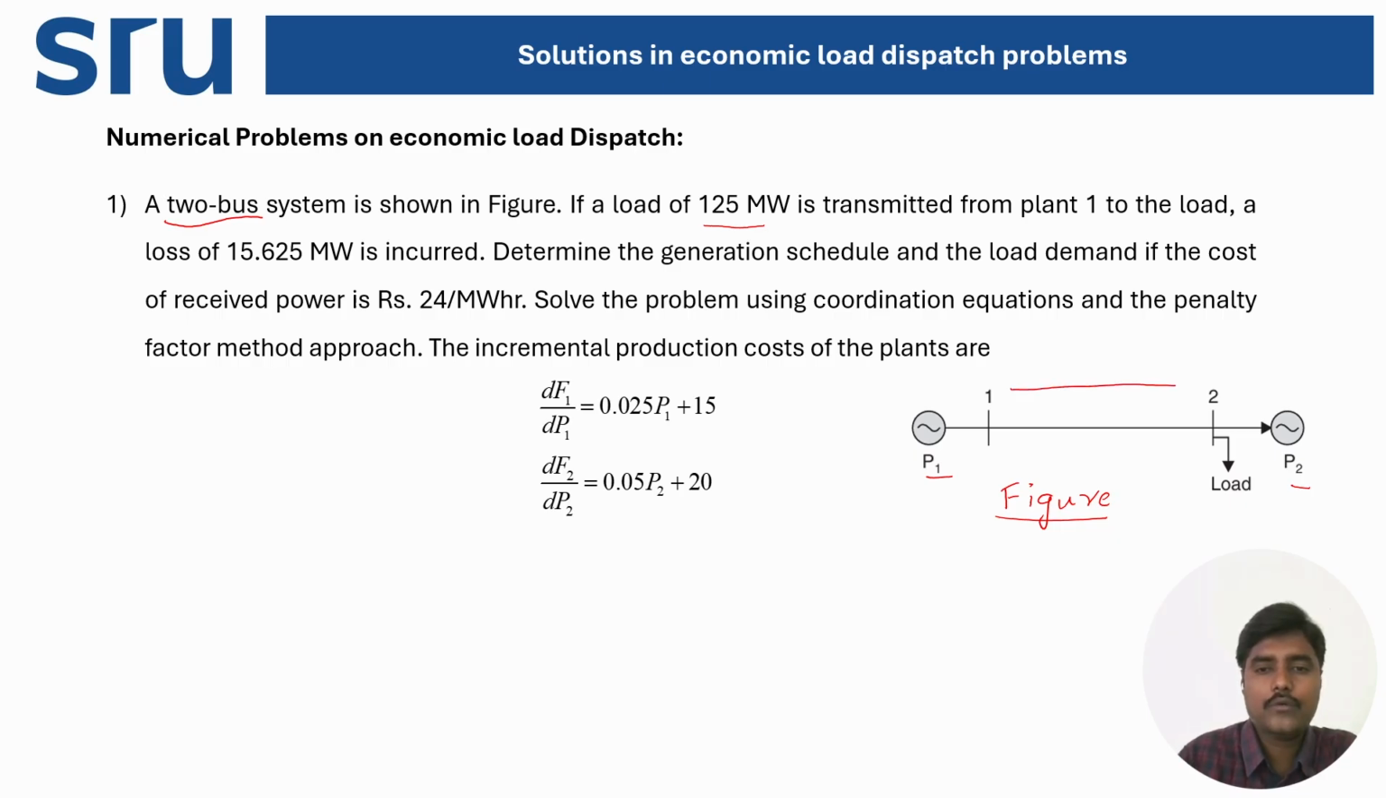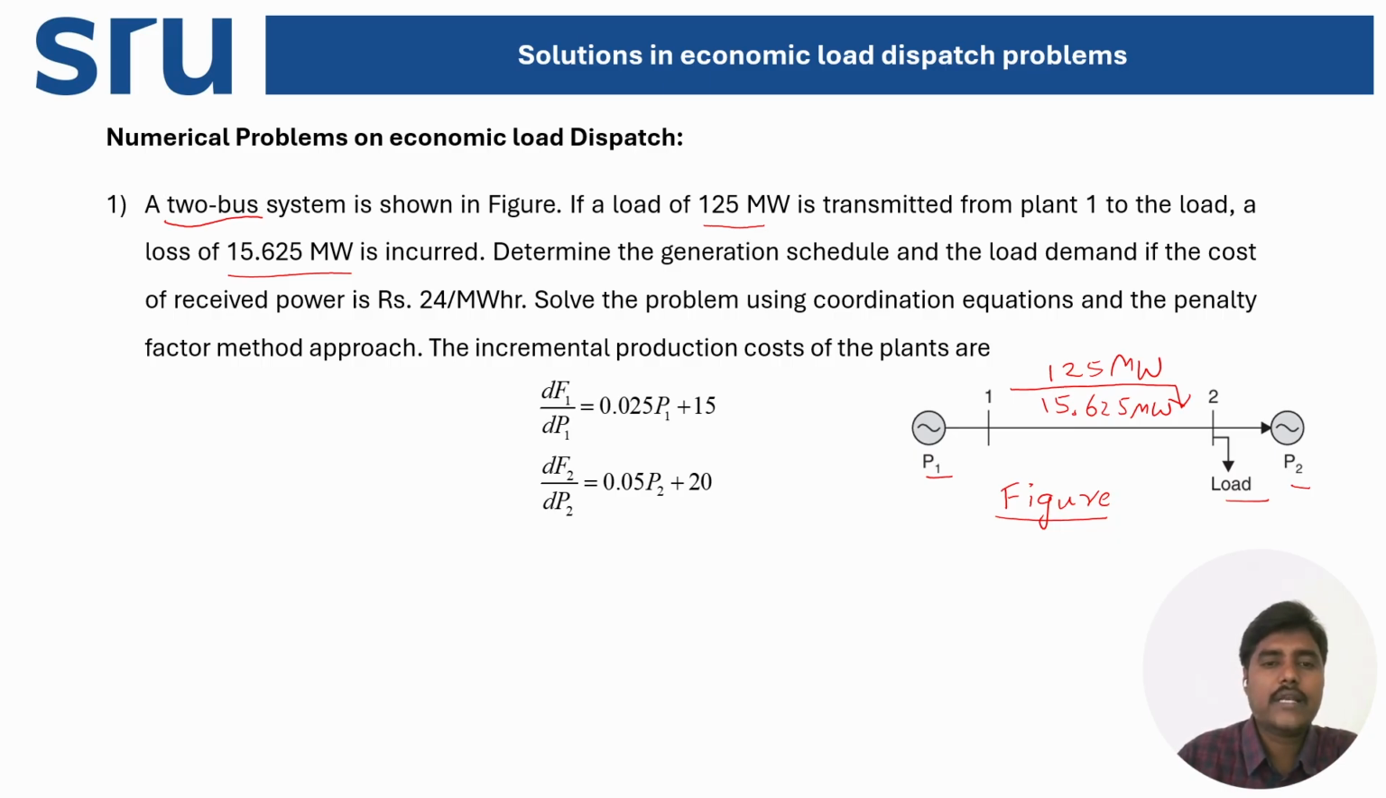So from plant 1 towards the load, there is a power transfer of 125 megawatt. During that power transfer, as the load is located very far from plant 1, there is some loss taking place in the transmission line, and that loss is nothing but 15.625 megawatt. So out of 125 megawatt of power, 15.625 megawatt is being wasted as power loss, and the remaining power will be delivered to the load as per this given problem statement.